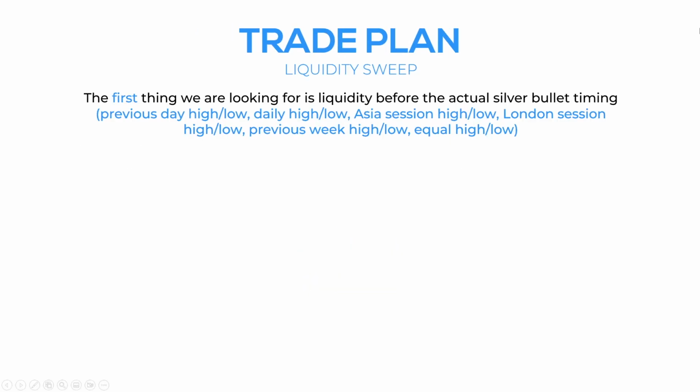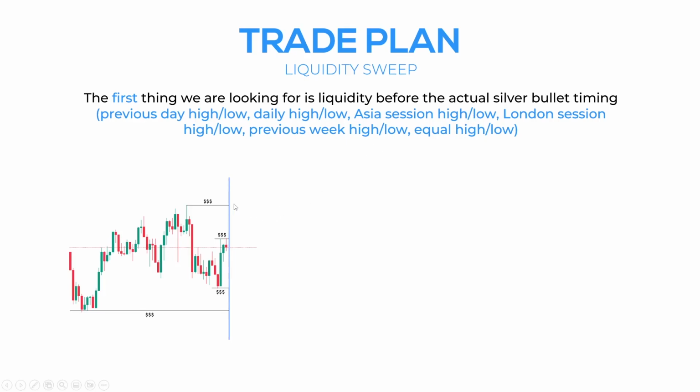Now, for the actual trade plan for the ICT Silver Bullet, the first thing we are looking for is liquidity before the actual Silver Bullet timing, okay? All we need to look for is liquidity. That's all we're looking for. This could be the previous day high/low, Asia session high/low, London session high/low, previous week high/low, equal highs or lows. Again, simple as that. All we're looking for is liquidity.